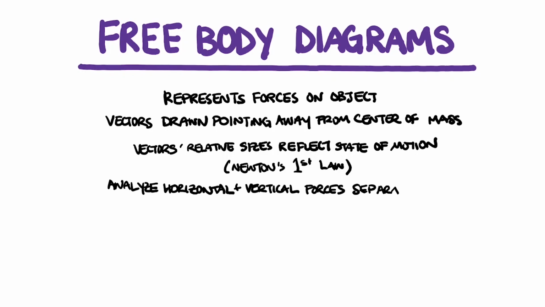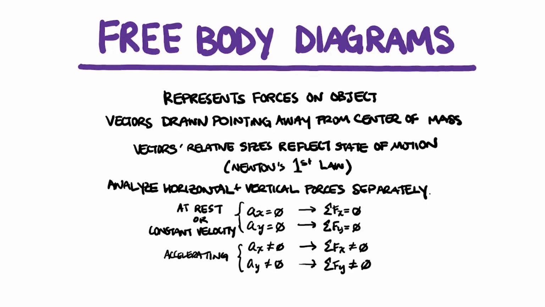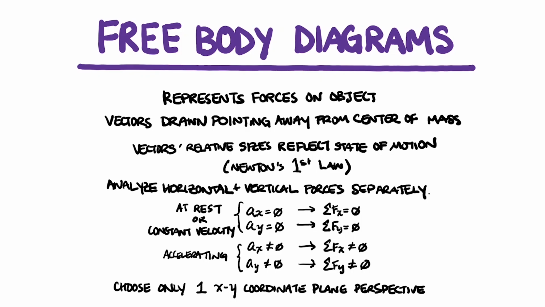If either the horizontal or vertical acceleration is zero, for any object that remains at rest or in constant velocity motion, then the net or resultant force is zero in that direction. Likewise, if either the horizontal or the vertical acceleration is non-zero for any object that's accelerating, then the net force is non-zero in that direction. Finally, for any free body diagram, we may choose what x and y coordinate plane perspective to take, so long as we only take one perspective at a time.